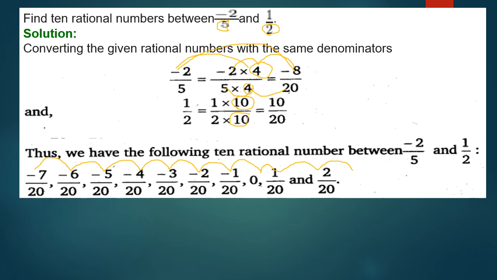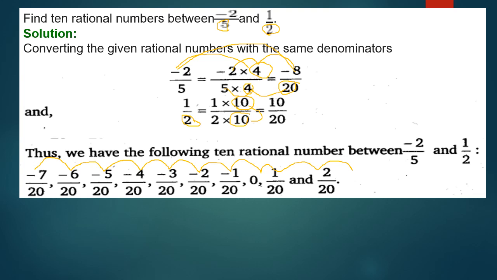So here we converted the denominator 5 into 20. Now we want to make the denominator of the second rational number, 2, into 20. To convert the denominator 2 into 20, we want to multiply it with 10. If we multiply the denominator with 10, with the same number we want to multiply the numerator also, so 1 tens are 10, 2 tens are 20. Children, thus we have the following 10 rational numbers between minus 2 by 5 and 1 by 2.